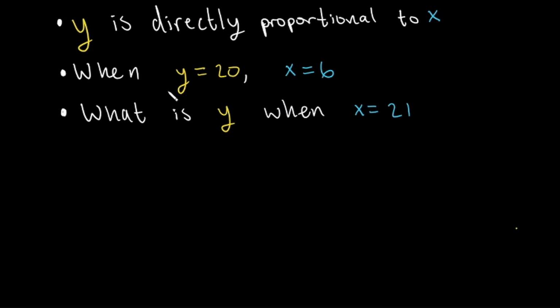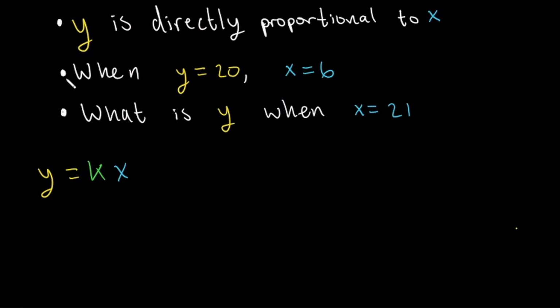In this first example, we are given 3 bits of information. Y is directly proportional to x. When y equals 20, x is equal to 6. And then we're asked to solve for y when x is equal to 21. Well, let's look at this first part. Y is directly proportional to x. So let's set up a direct proportion. Y is equal to k times x.